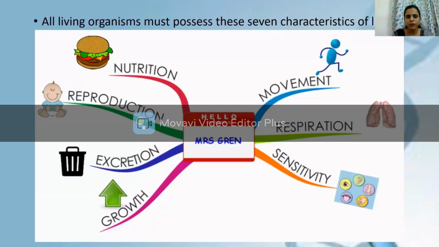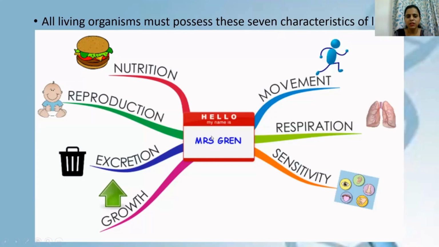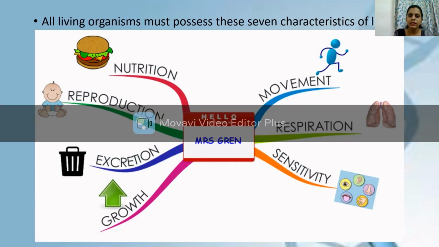there's a short abbreviation for it, Mrs. Gren. Okay, here it is, Mrs. Gren. So M refers to movement, R for respiration, S for sensitivity, G for growth, R for reproduction, E for excretion, and N for nutrition. Fine. So these 7 characteristics of life are universal.